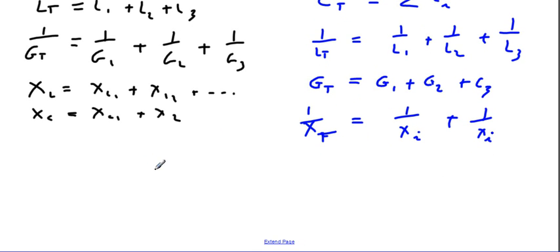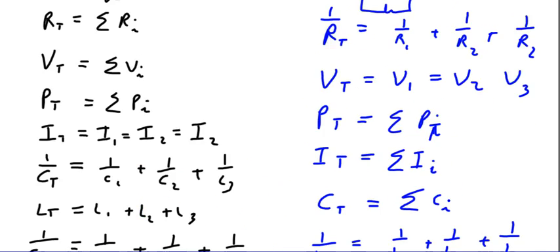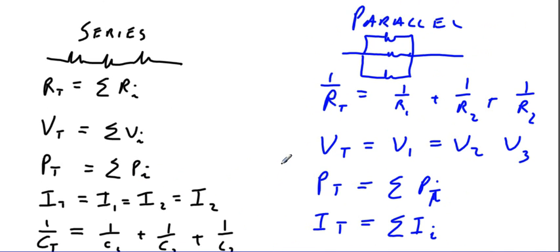In either case, if I have a loop, then the sum of the voltages across the loop has to be 0, and if I have a node, then the sum of the currents going into the node has to be 0. So those are just rules that are in the back of our head, and we may or may not use them depending on what the problem is.